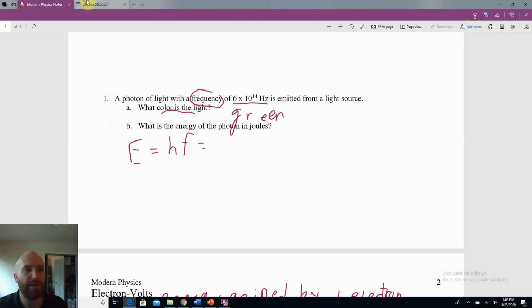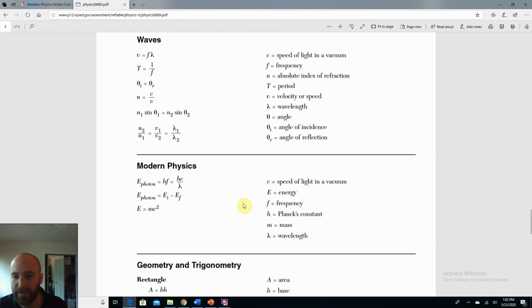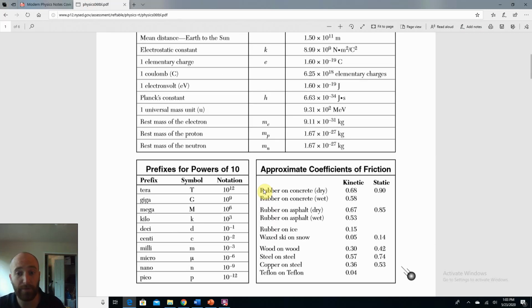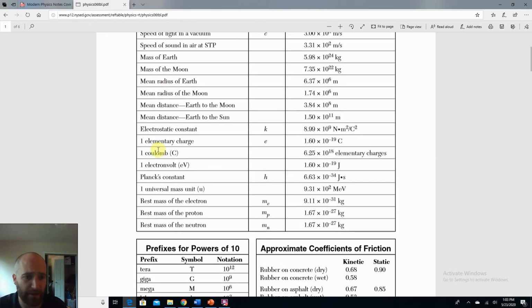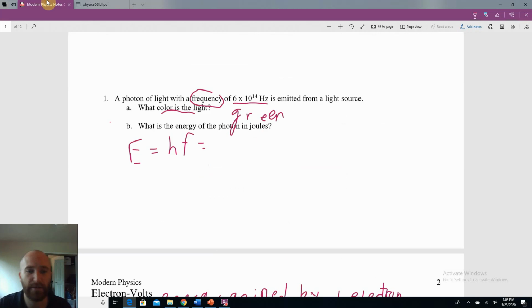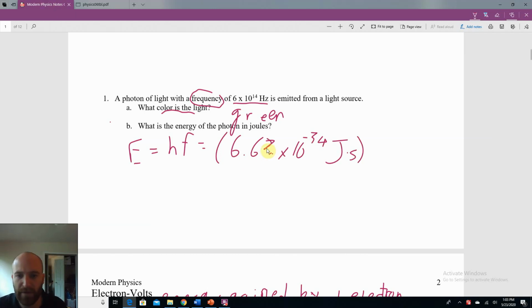Okay, h, what did h stand for? It stood for Planck's constant. Constants are in the front of the reference tables. Planck's constant, where do you go? There it is. It is 6.63 times 10 to the negative 34 joule seconds. Okay, and we're multiplying that by the frequency, which I think was given in the problem, 6 times 10 to the 14 hertz.